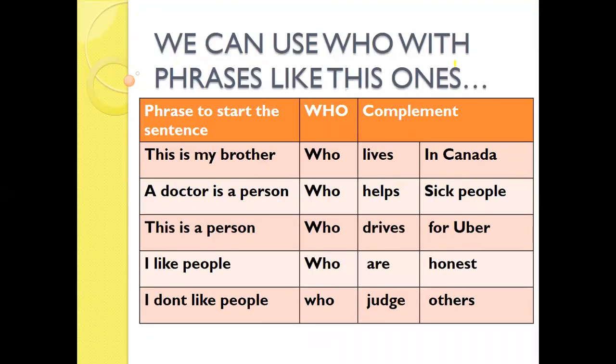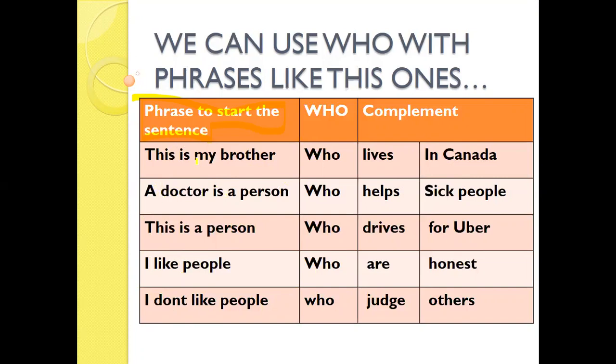You can always use who with phrases like these. You can use the following pattern to know how to create a sentence. First, you can start the phrases with any of these: this is my brother, this is my sister, this is my father, this is my best friend, etc. Or a doctor is a person, a teacher is a person, a student is a person, and many others. This is a person that, or this is a person who. I don't like people who. You can always start sentences that include relative pronouns with any of these phrases, similar to this one.